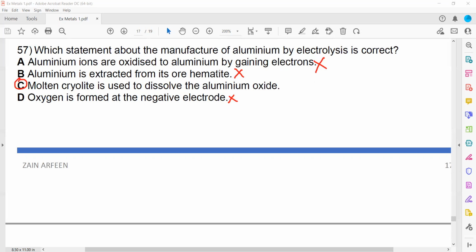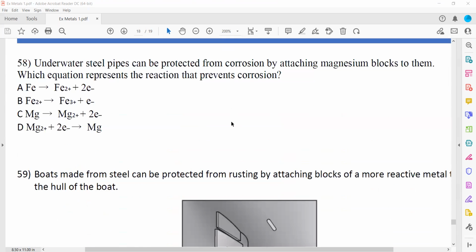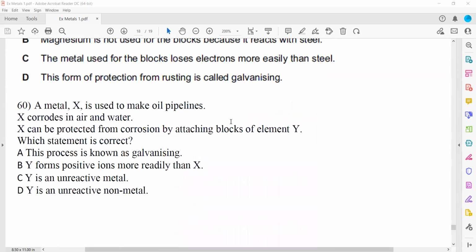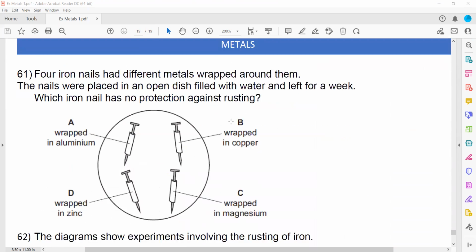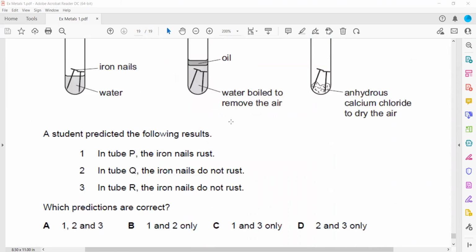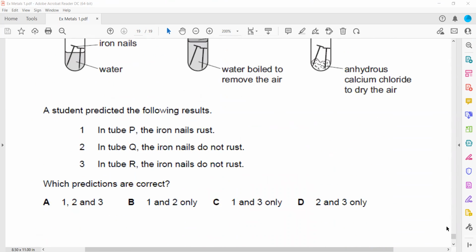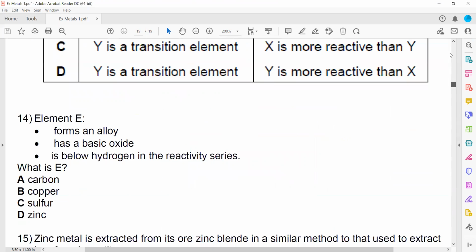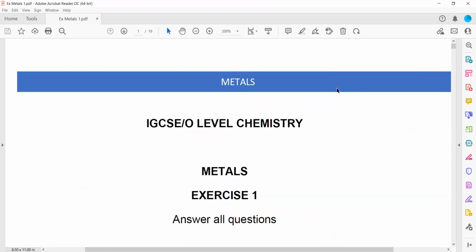This question about cryolite you will find repeated many times: why we use cryolite is to dissolve the ore of aluminium. So these were the questions related to aluminium. The next session we will do how to extract zinc and iron.